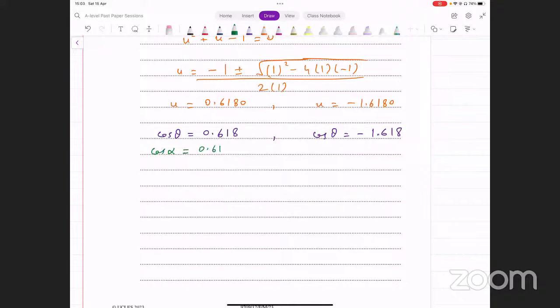Cos alpha equals 0.618. Your calculator needs to be in degrees. Okay, इससे देखते हैं हमारे पास क्या आता है. Cos inverse of 0.618, first of all invert my calculator mode, it needs to be in degrees. This is giving me alpha equal to 51.8 degrees.